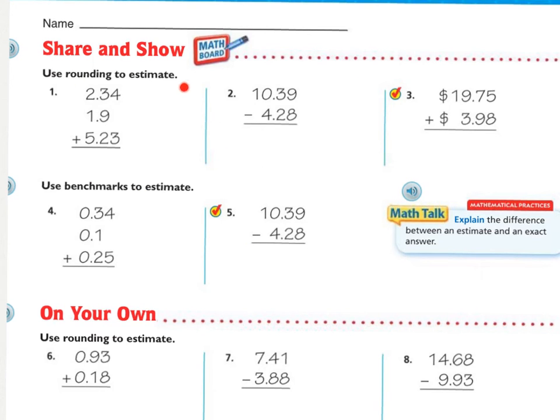This is the Sharon Show. Read the directions on what they want you to use for your estimate. For your first ones, I want number 1 to go to the nearest whole number. I want number 2 to go to the nearest tenth. And number 3 to go to the nearest whole dollar. Press pause while you work on your Sharon Show.